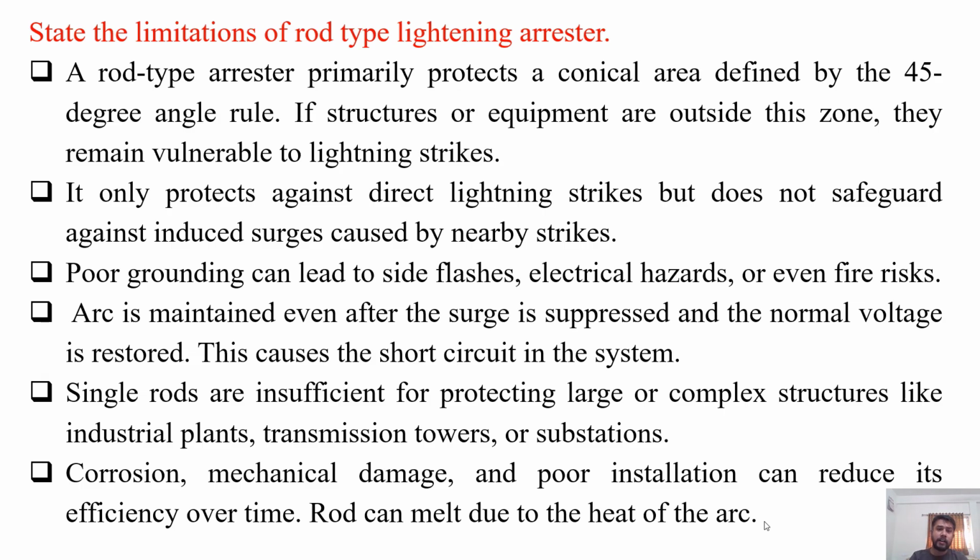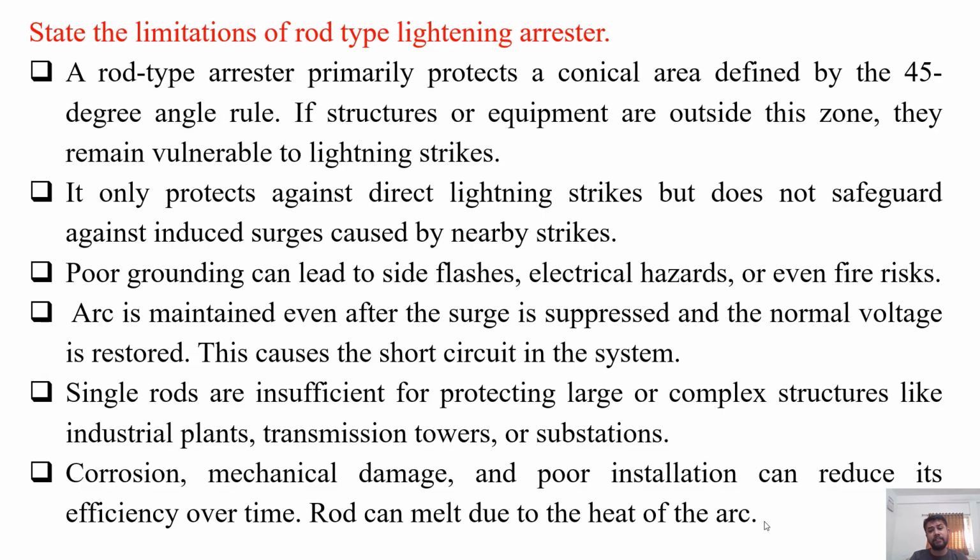A rod type arrester primarily protects a conical area defined by the 45-degree angle rule. So if structures or equipment are outside this zone, they remain vulnerable to lightning strikes. Means it provides limited protection. It only protects against direct lightning strikes but does not safeguard against induced surges caused by nearby strikes. Poor grounding can lead to side flashes, electrical hazards, or even fire risks.